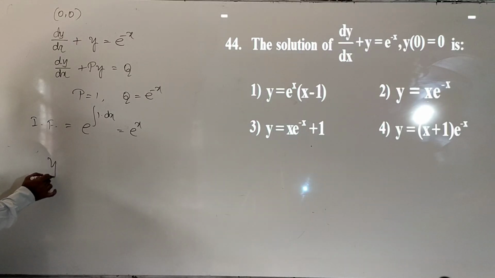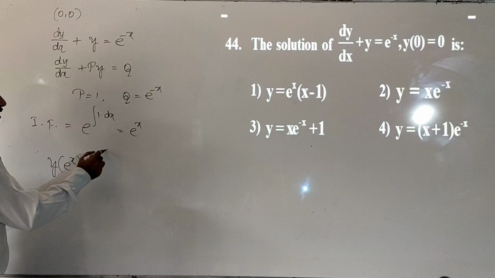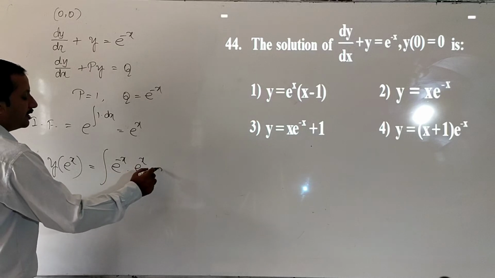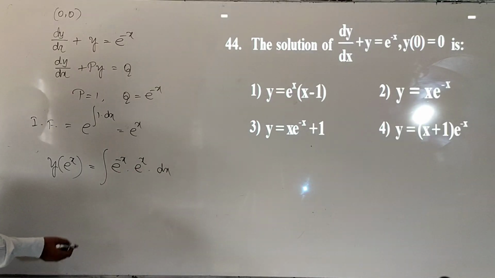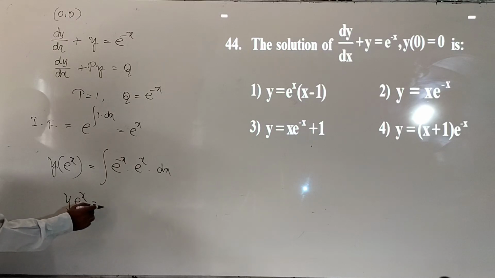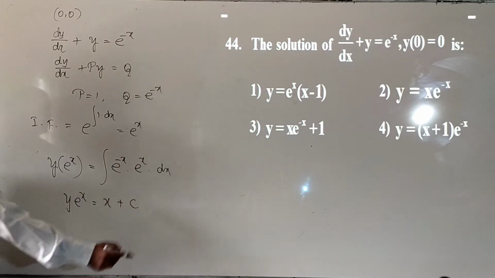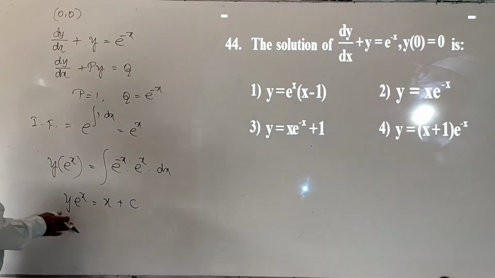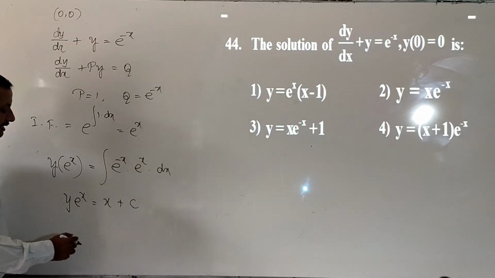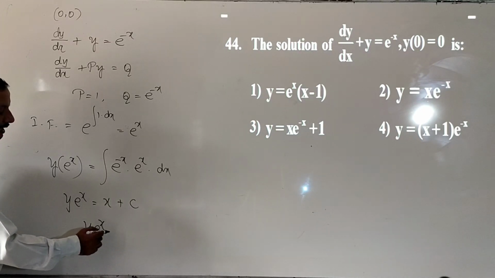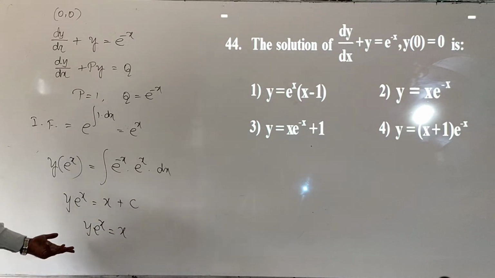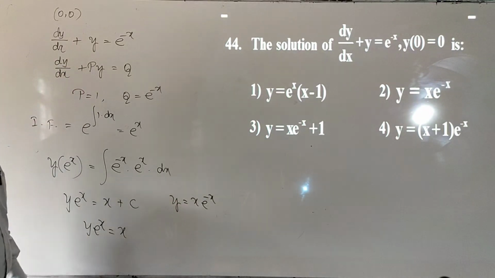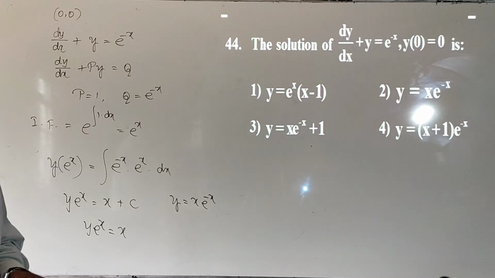Okay. Now the solution is y into integrating factor, that is y into e power x, is equal to integral of q into integrating factor, q is e power minus x, integrating factor is e power x, dx. So e power minus x into e power x, 1 you get. So y into e power x is equal to integral of 1, that is x, plus c. Given that y of 0 is equal to 0, that means when x is 0, y is 0. Put x equal to 0 and y is equal to 0 in this. LHS is 0, RHS is 0 plus c, which means c is equal to 0. So the answer is y into e power x is equal to x. You can multiply this equation by e power minus x, that will give you y is equal to x into e power minus x, which is the second option.